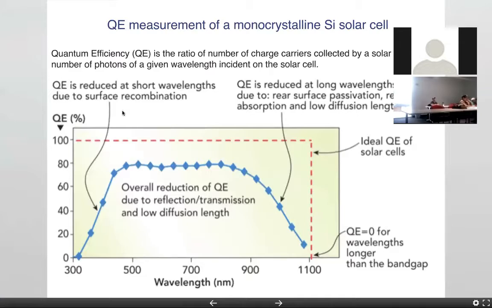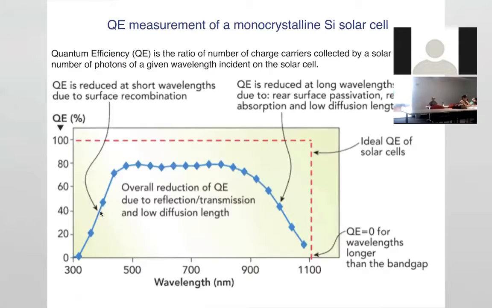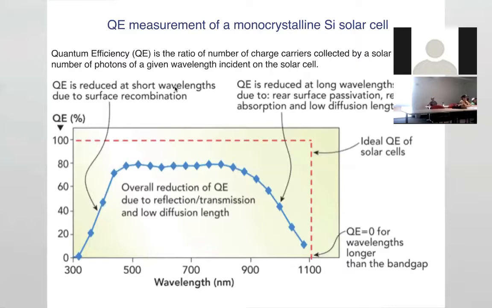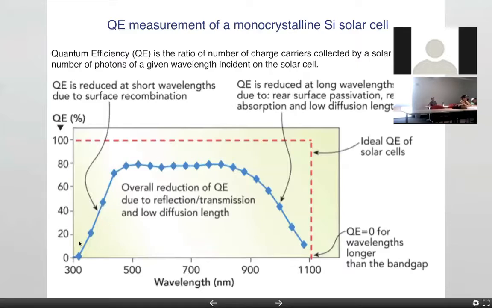Now, what is the physics? The quantum efficiency reduces at short wavelengths due to surface recombination, which means that at very, very short wavelengths, the carriers that are generated have a lot of energy because of the high energy of the photons, and they can very quickly get trapped and undergo what's called a recombination event without going to the terminals. Basically, an electron and a hole can essentially annihilate each other because they have so much energy. So that's why this gets low.